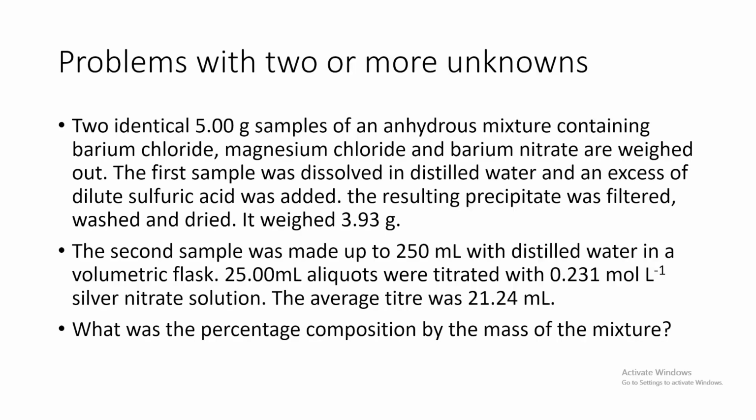25 milliliter aliquots were titrated with 0.231 moles per liter silver nitrate solution. The average titer volume was 21.24 milliliters. What was the percentage composition by the mass of the mixture?